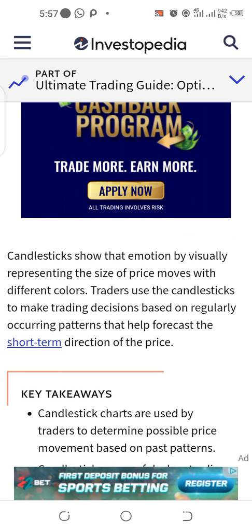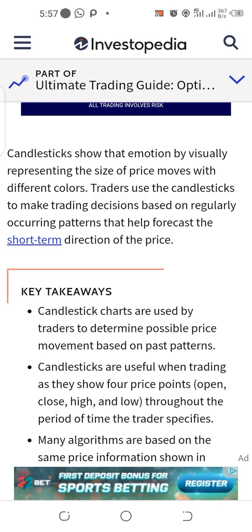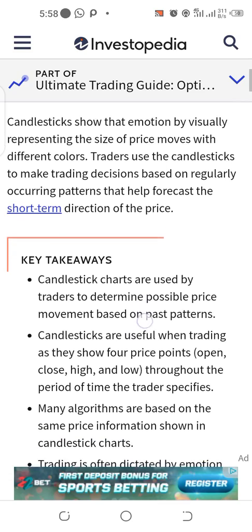Traders actually use candlesticks to predict the direction of the price. Candlesticks show that emotion by representing the size of price moves with different colors. Traders use the candlesticks to make trading decisions based on regularly occurring patterns that help forecast the short-term direction of the price. Basically, what he's trying to say is candlesticks help you to understand the direction of the price. That is, you have to understand the basics of candlesticks. If you get the base of candlesticks, you are improving your trading training.